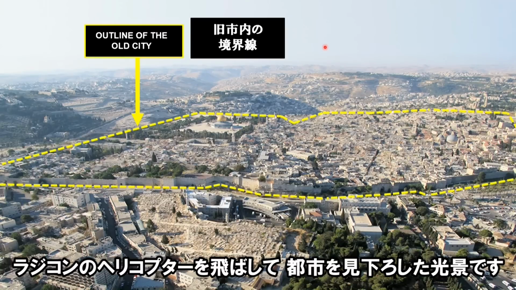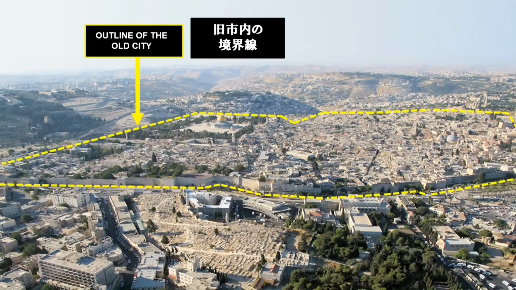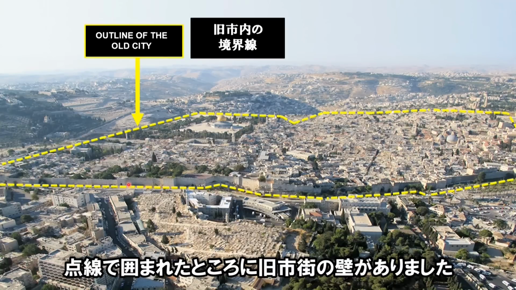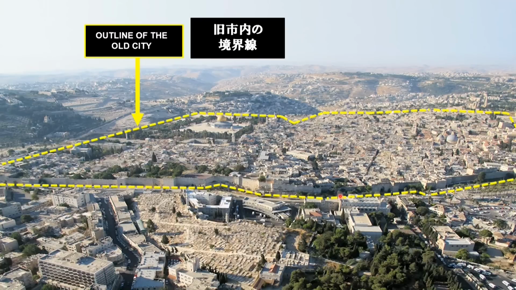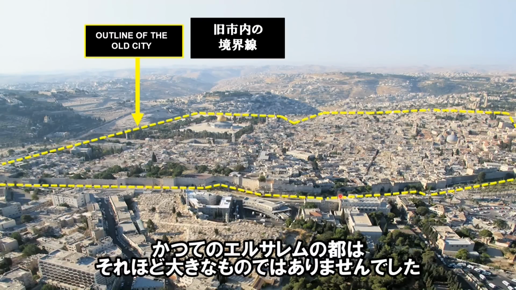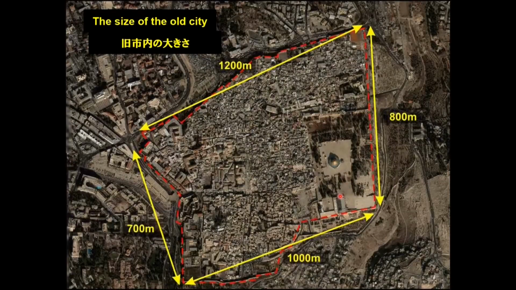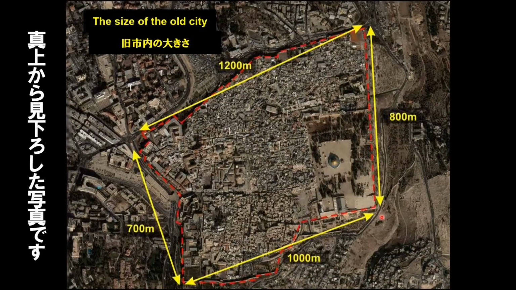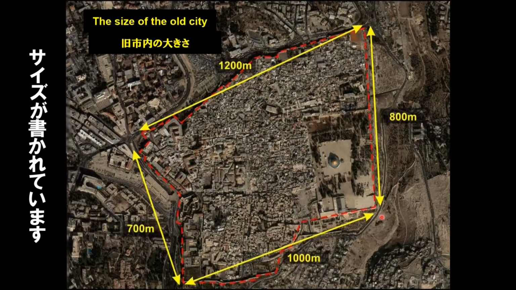Now here's a shot from our little radio-controlled helicopter, a photo from our model. And you can see the walls of the old city here. So the old city is not very large, it's not big. In fact, if we look straight down, you can see the dimensions here.